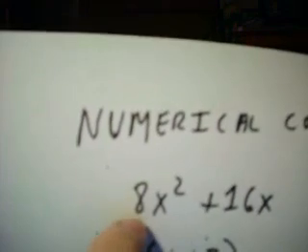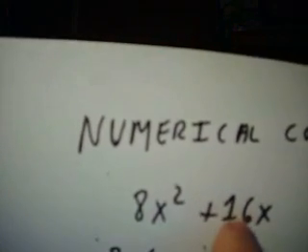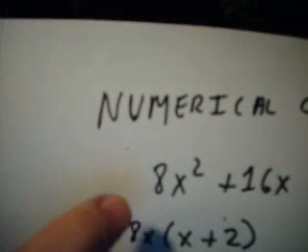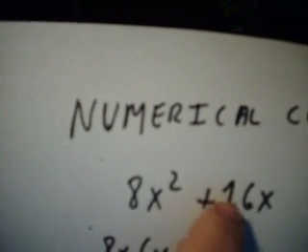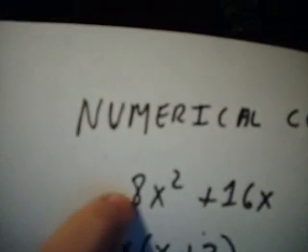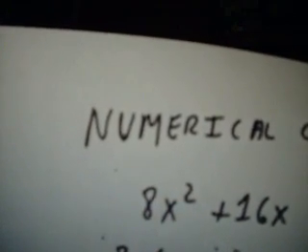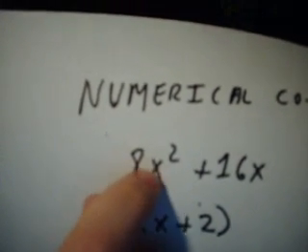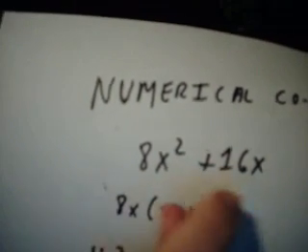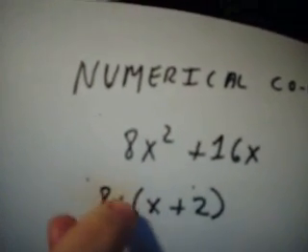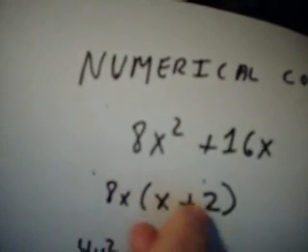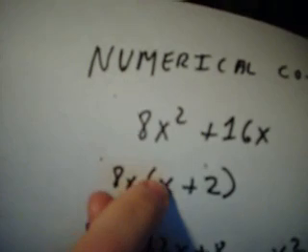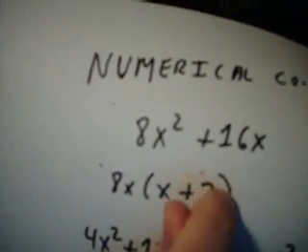Alright, let's go with this problem right here. We have 2 terms, 8x squared and 16x. Okay? Now, 8 times 1 is 8, and 8 times 2 is 16. So what we're going to do is remove 8 from each one of these 2 terms. As you can see here, that's exactly what we've done. Now you can also see that there is an x here and here. We're going to remove that x from there, and when we do, we're going to have 8x times x plus 2. 8x times x is 8x squared, and 8x times 2 is 16x. And there you have it.